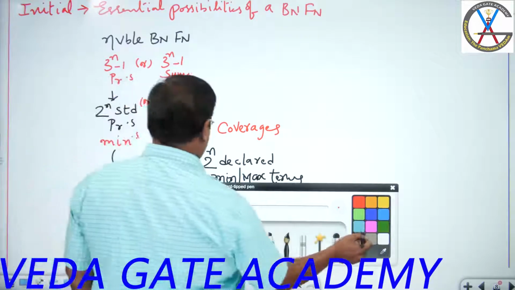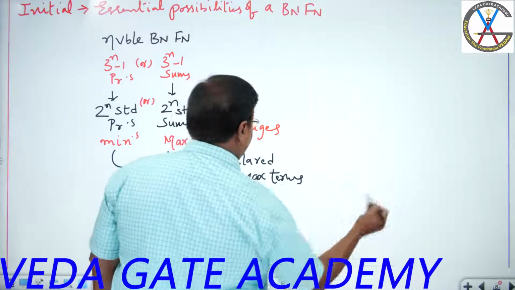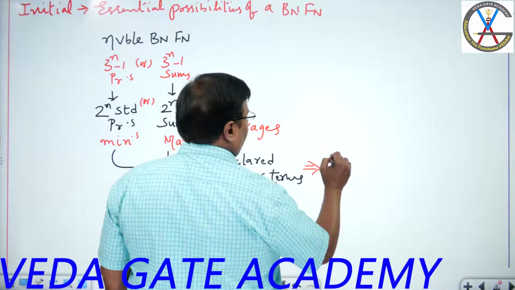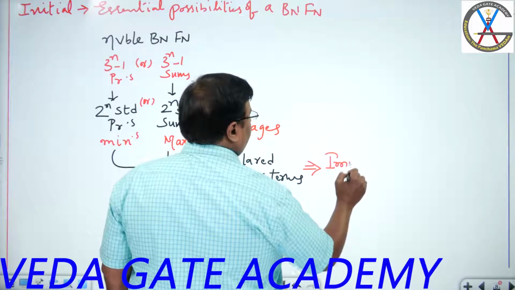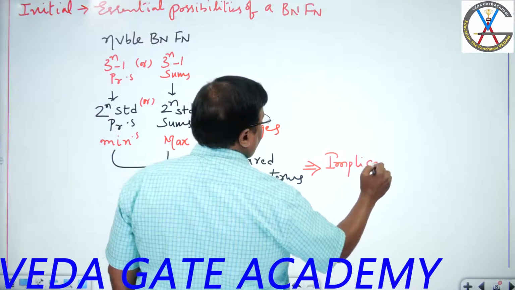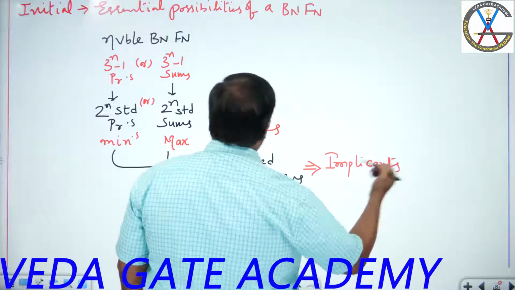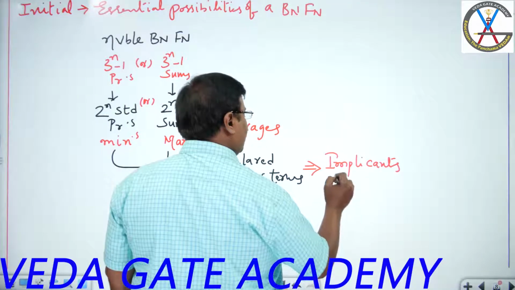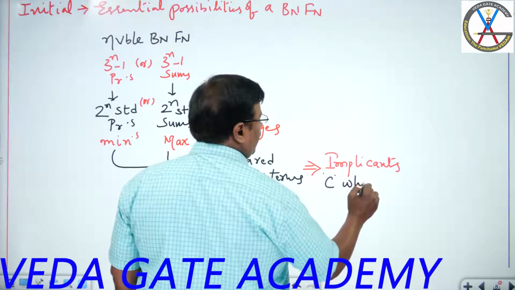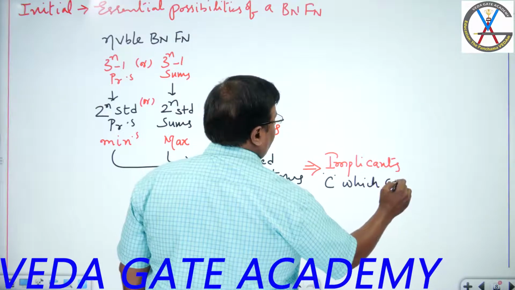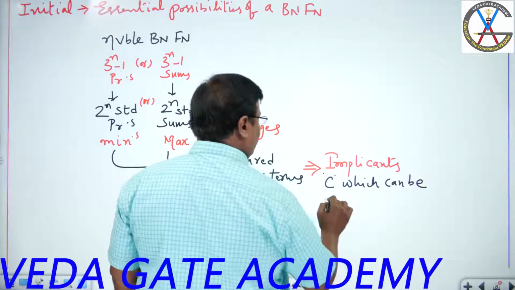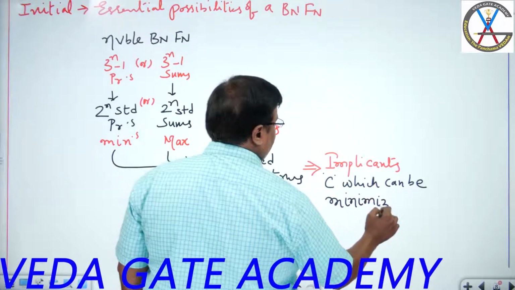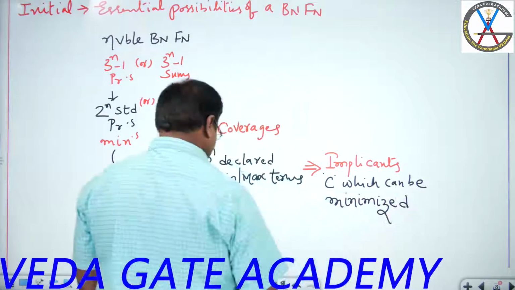Next, after coverages, we have implicants. The definition of the word implicant is a coverage which can be minimized. I repeat, a coverage which can be minimized is called an implicant.